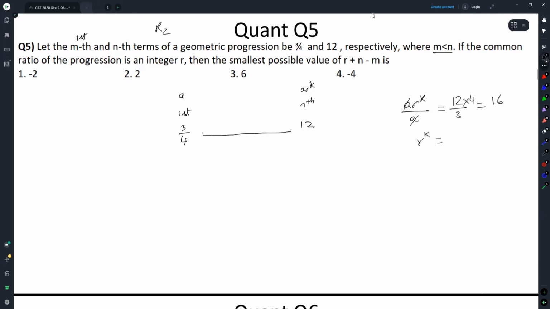R raised to the power k is equal to 16. So this can be 16 raised to the power 1, or 4 raised to the power 2, or 2 raised to the power 4. These are the only possibilities. So R can be 16, in which case M will be equal to 1 and N will be equal to 2.